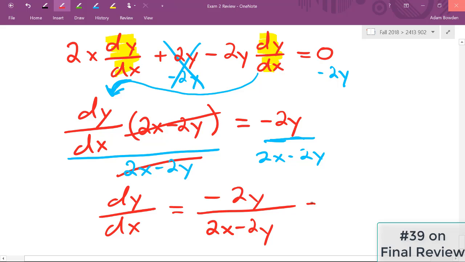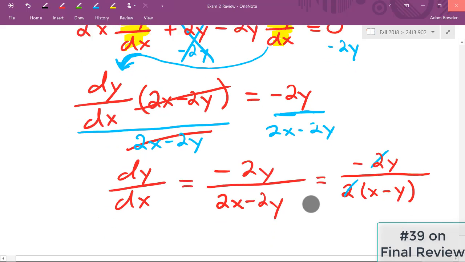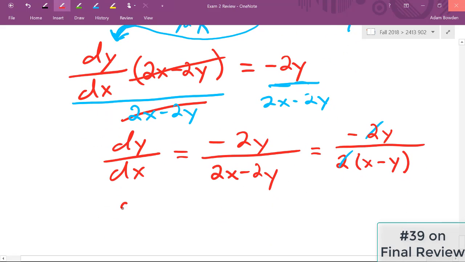And the only other thing we can do is notice that there's a common factor of 2 in the denominator that we can factor out, reduce with the numerator, and simplify this to be dy over dx is equal to negative y over x minus y.